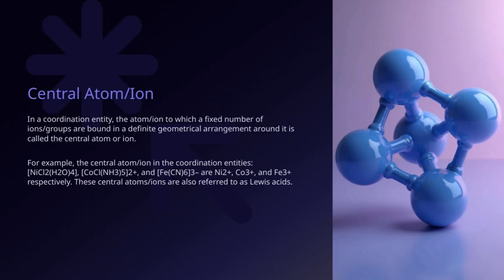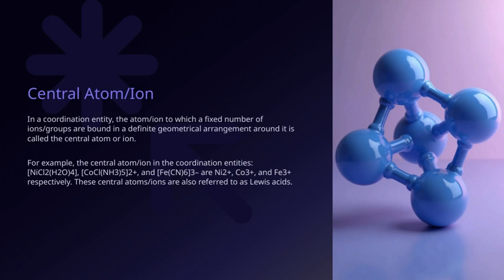Let's look at some examples of central atoms or ions in coordination entities. For instance, in [NiCl2(H2O)4], the central atom is Ni2+. Similarly, in [CoCl(NH3)5]2+, the central ion is Co3+. And in [Fe(CN)6] it's Fe3+. These central atoms or ions are also known as Lewis acids because they can accept electron pairs.